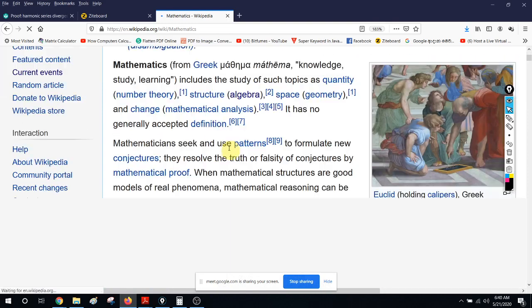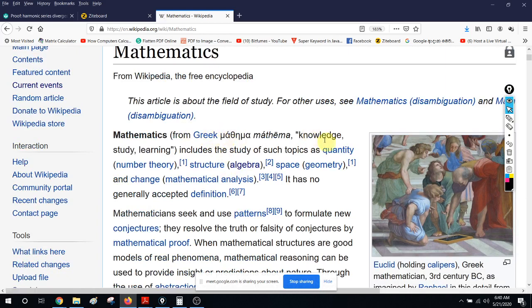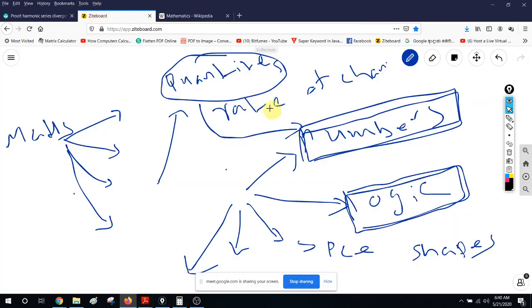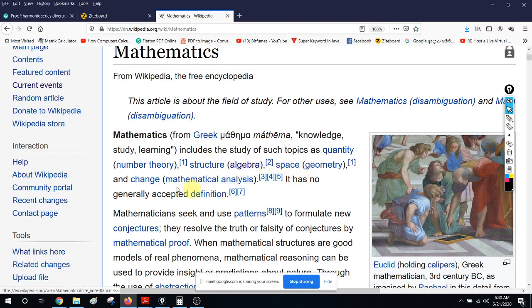Okay. So you can see mathematics is a term from Greek meaning knowledge, study or learning. It includes the study of such topics as quantity, which is related to number theory, structures, shapes and space, and change, which is calculus. All those things, when we connect them together, we call maths. And of course, it's something to do with identifying patterns and logic. So that is all about maths.